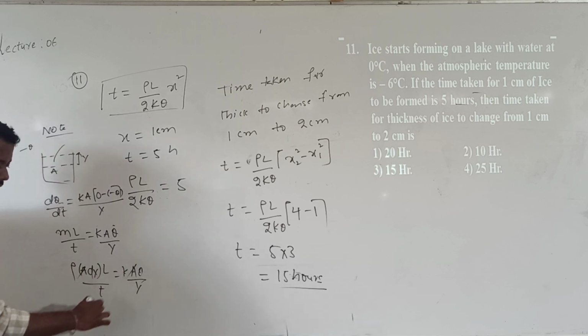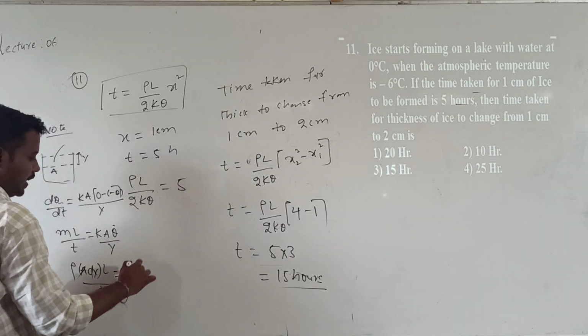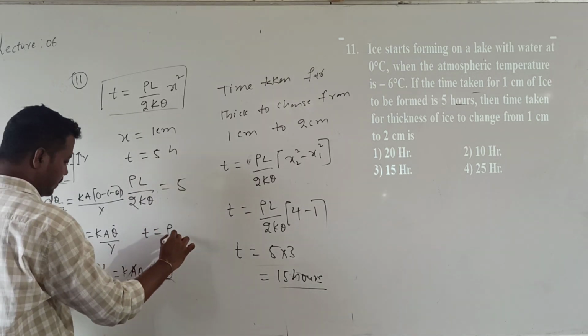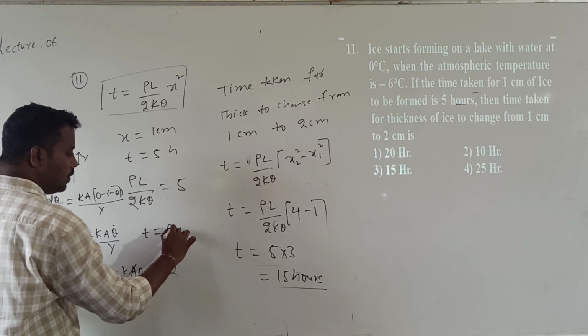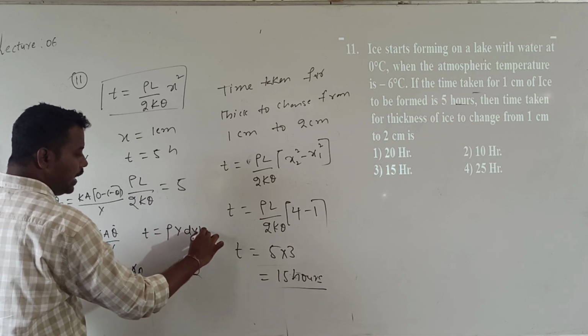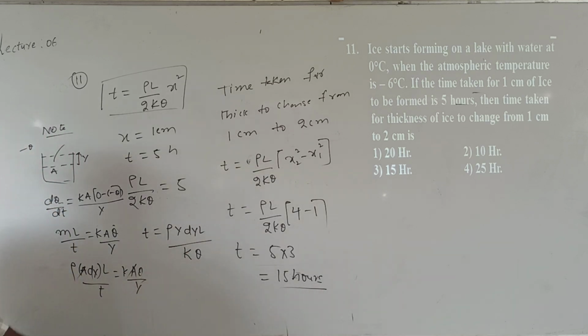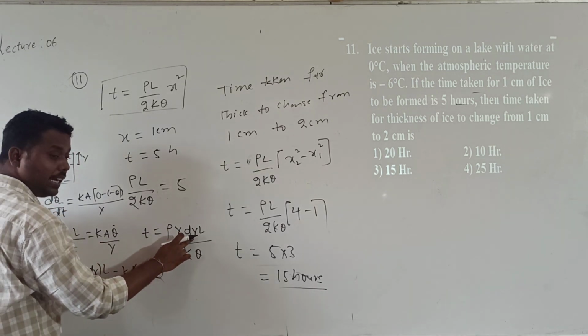A value cancels. So what is the formula for T? T value is given by rho into Y into dy into L by K into theta. This is the time taken to increase the thickness by Y.